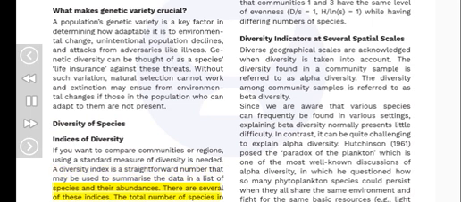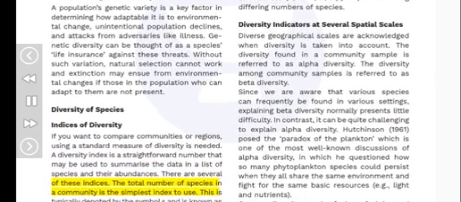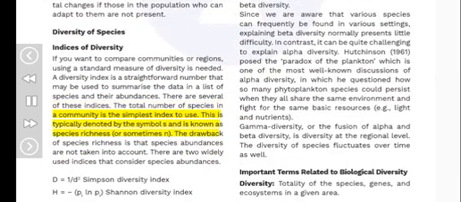There are several of these indices. The total number of species in a community is the simplest index to use. This is typically denoted by the symbol S and is known as species richness, or sometimes N. The drawback of species richness is that species abundances are not taken into account. There are two widely used indices that consider species abundances.